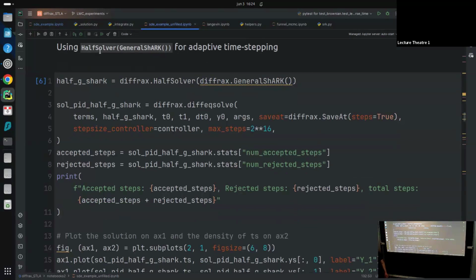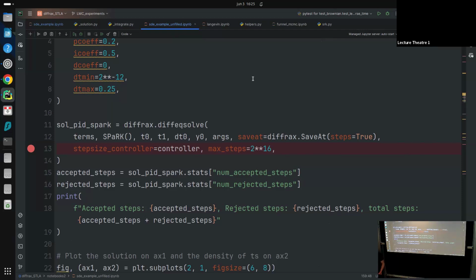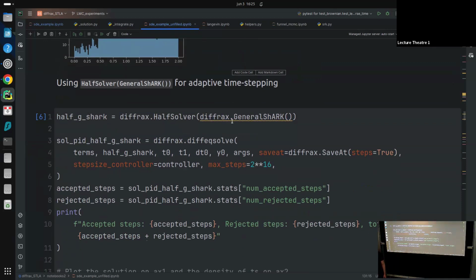So I mentioned before that some solvers can produce error estimates using an embedded method, whereas some don't. For example, General Shark is a similar method to Spark that we were using before. The main difference is that Spark uses one more vector field evaluation. So it's slower if you're not interested in an error estimation, but Shark is faster because of fewer evaluations, but it can't produce an error estimate. So you'll need to wrap it in this half solver, and then everything else is the same, right?